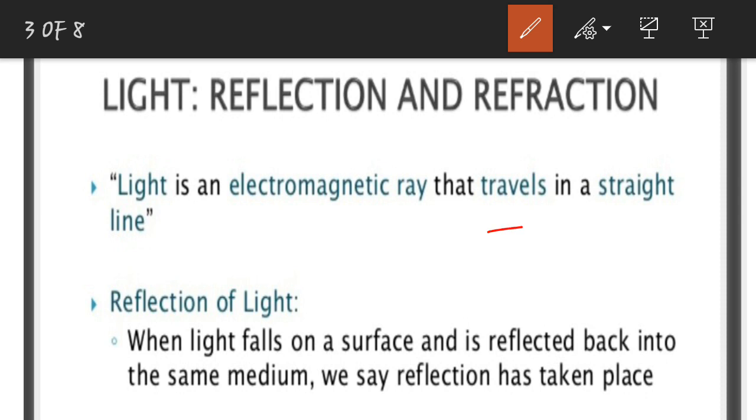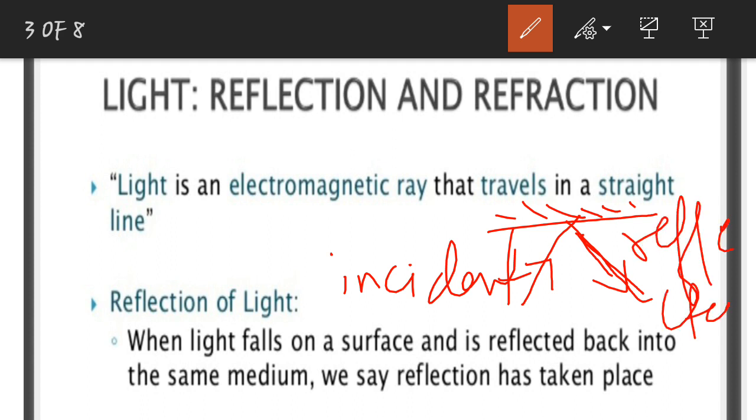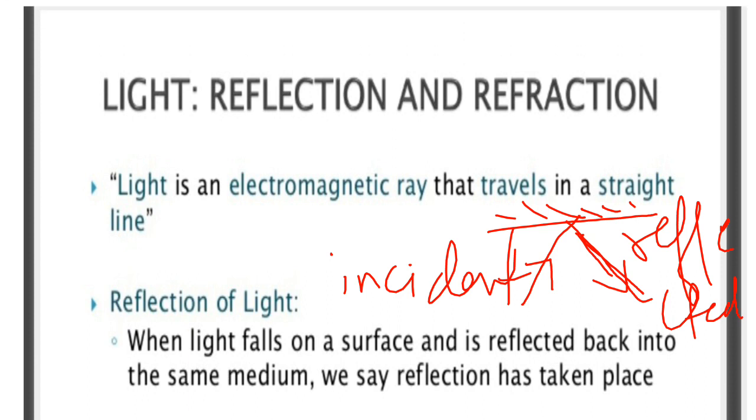Like if suppose we have a mirror, and onto this mirror we incident a light, it will be reflected back in the same direction. So this will be an incident ray, and this will be a reflected ray. Clear? So this is how we can see it.